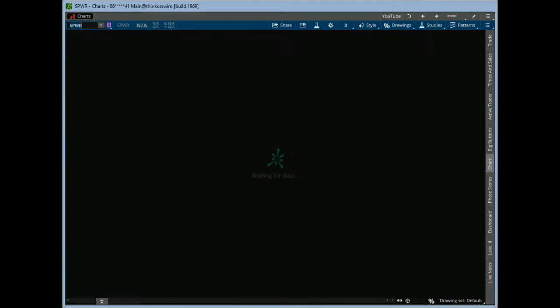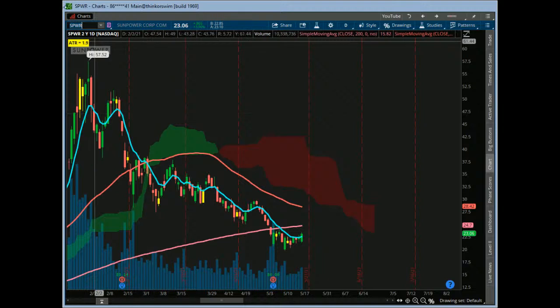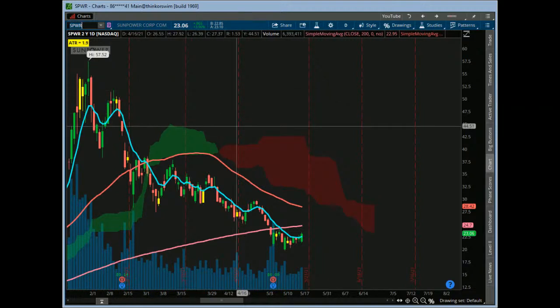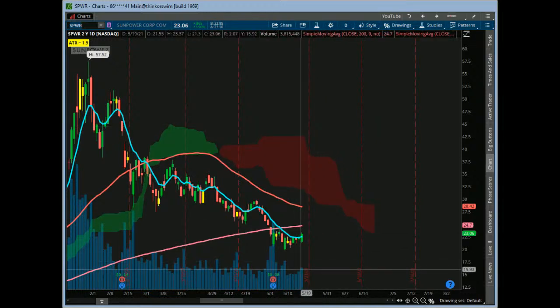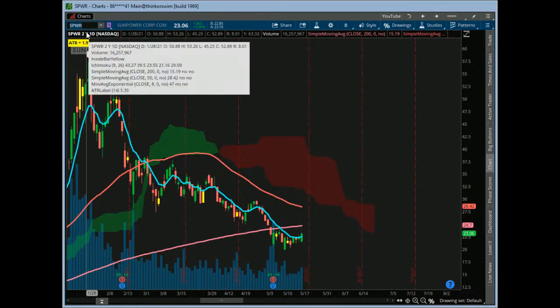But SPWR, guys, this is a good one. So SunPower, a lot of solar names were strong today, right? It was a strong sector today, and we also had increasing volume here over the ADMA. So let's see if that can get going here too.